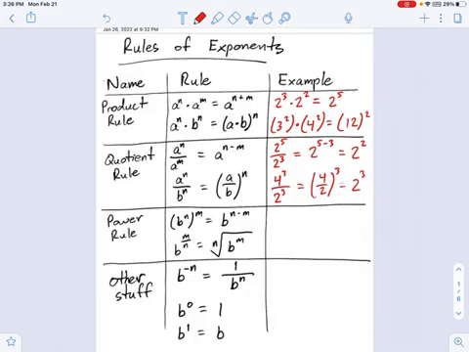So moving on to the power rule. This one often gets confused with the product rule because people forget how exponents work. 2 cubed squared. Well, that just means 2 to the 3rd power times 2 to the 3rd power. Okay, so that's going to be equal to 2 to the 2 times 3. In other words, the exponents now multiply because one is raised to the other.